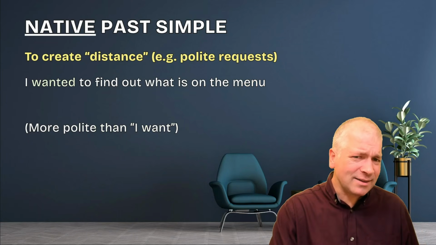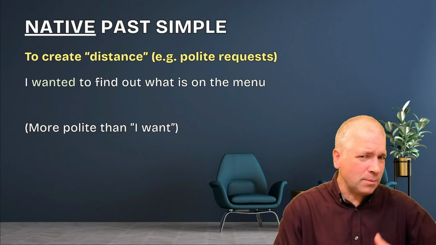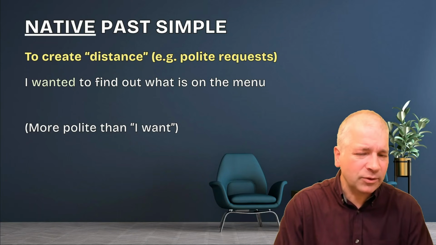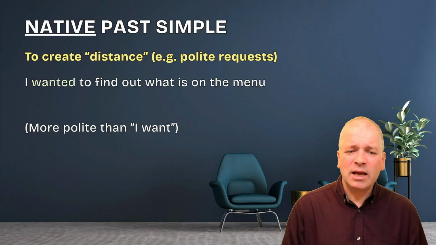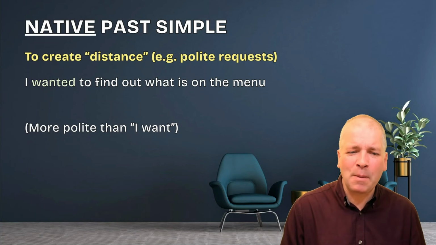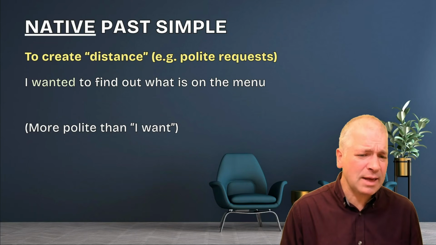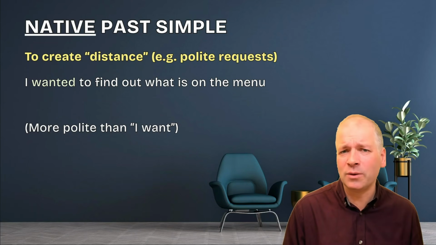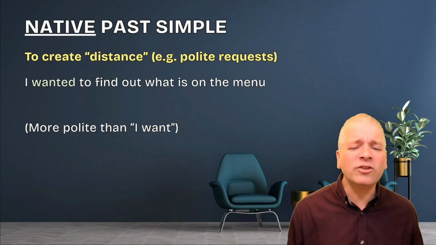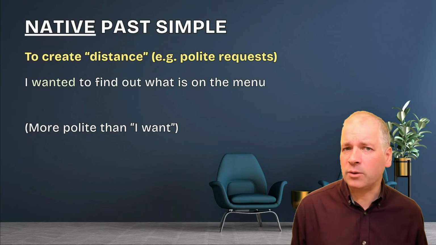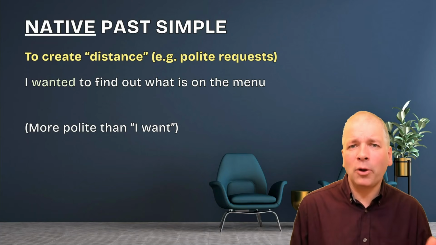If you want to create distance, in other words, make what you say more polite, one technique is often to shift the tense backwards. So instead of saying, I want to find out what is on the menu, say, I wanted to find out what is on the menu. It makes it more polite.